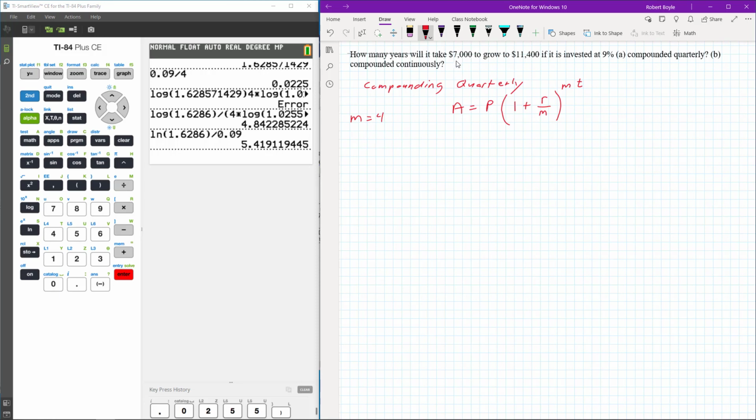Your present value, the amount that you're putting in, that will be P. That will be equal to $7,000. The amount that we expect to have in the future is $11,000. That is our future value. Actually, $11,400. And our interest rate is 9%. However, we cannot work with percentages. We need to convert that to a decimal. That is equal to 9 divided by 100, or 0.09.